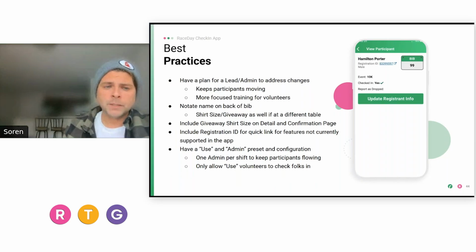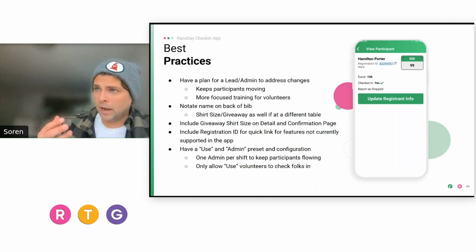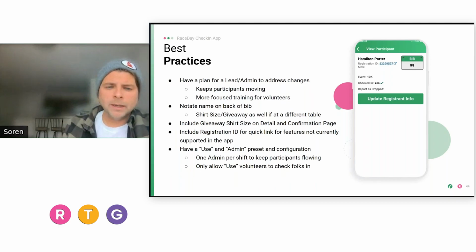So again, I call the volunteer one use, because if people open the app for the first time, open this race for the first time in the app, they're prompted to choose a configuration. Use is a pretty good indicator that that's what they should tap if they don't have someone overseeing them signing in for that. So admins, at least 1 admin per shift, just to keep participants flowing. And then again, really limiting what that use configuration and preset can do.